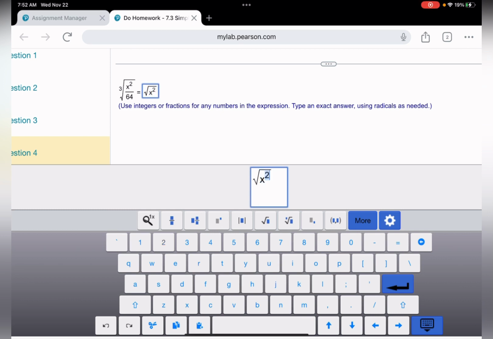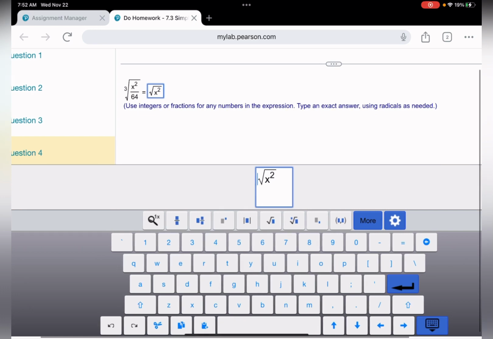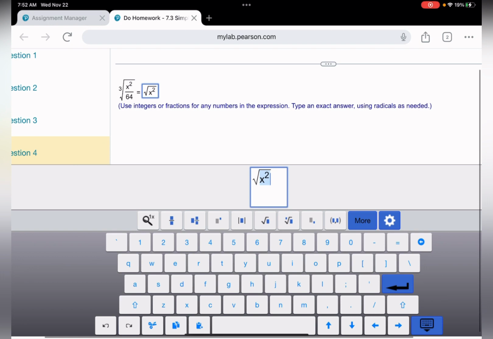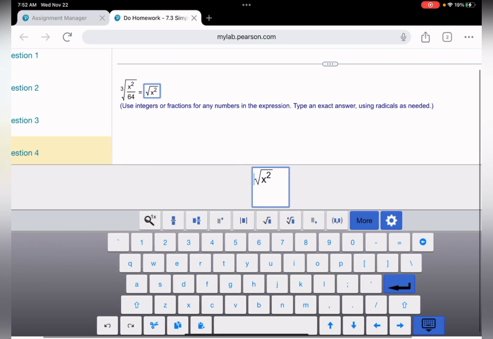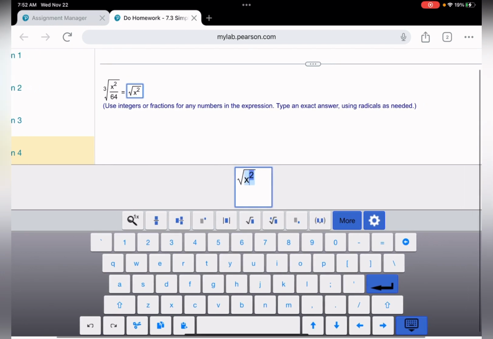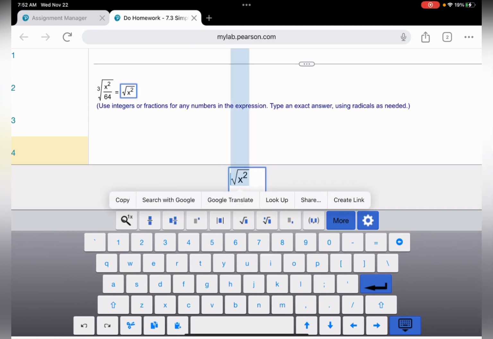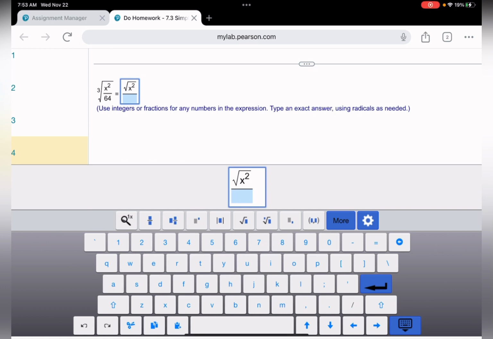X squared. Now I need to highlight the whole term, if I can. I don't think I will be able to. It doesn't allow me. All right, at least this way. There we go. And divided, the cubic radical of 64 is 4. 4 cubed is giving us 64. 4 times 4, 16. 16 times 4, 64.